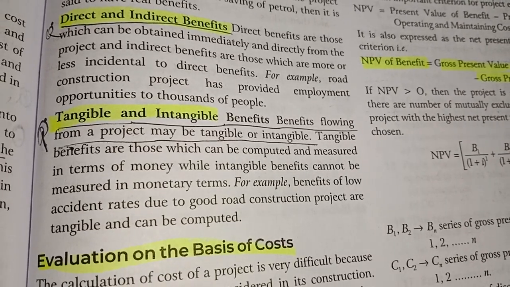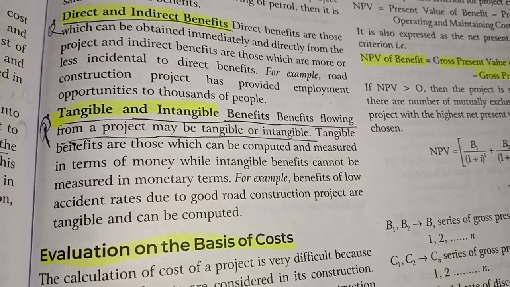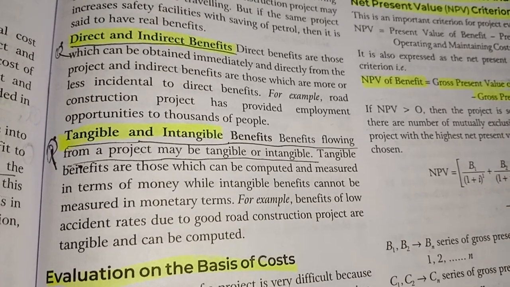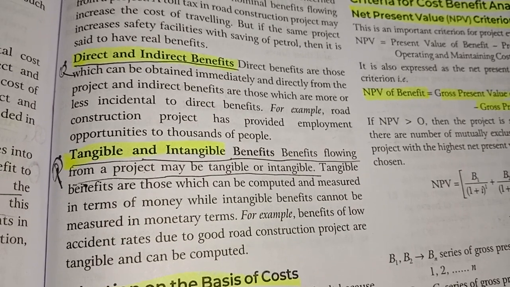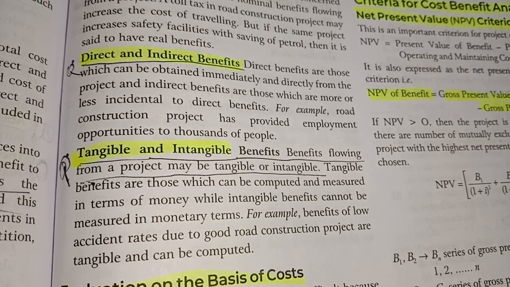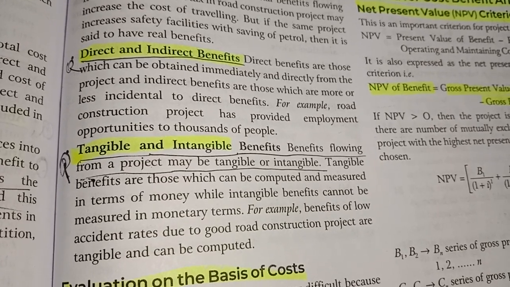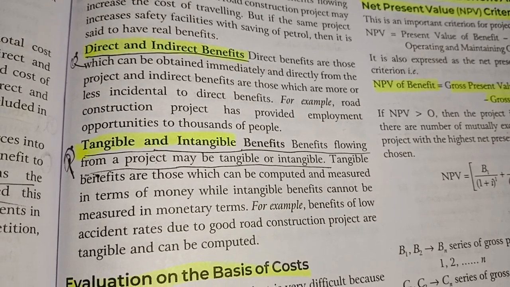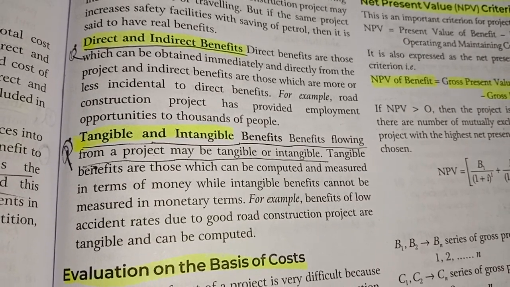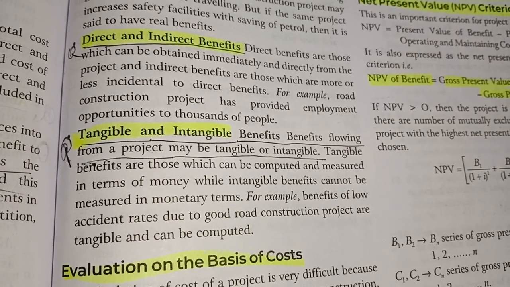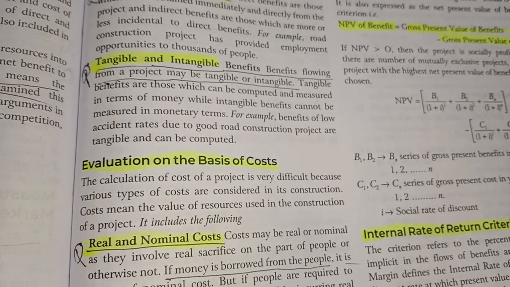Tangible and intangible benefits. Benefits flowing from a project may be tangible or intangible. Tangible benefits are those which can be computed and measured in terms of money, while intangible benefits cannot be measured in monetary terms. For example, benefits of low accident rates due to good road construction projects are tangible and can be computed.